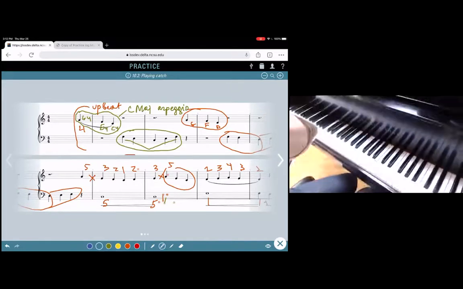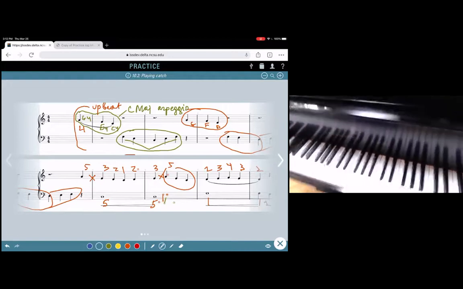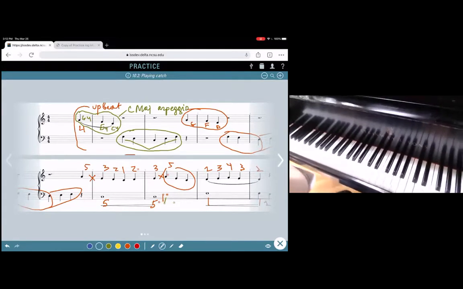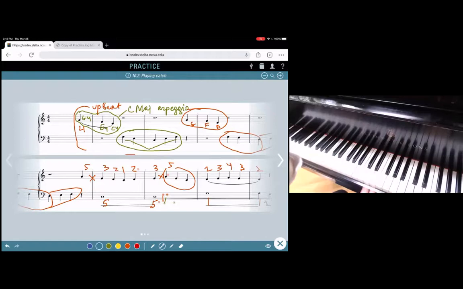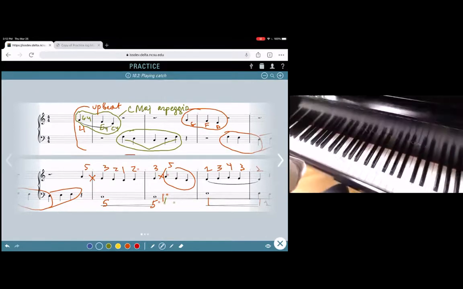Let me put this here. C major position. Scoot a little bit so you can see even better. Okay, here are my hands. No, it's too much light. Too much light.